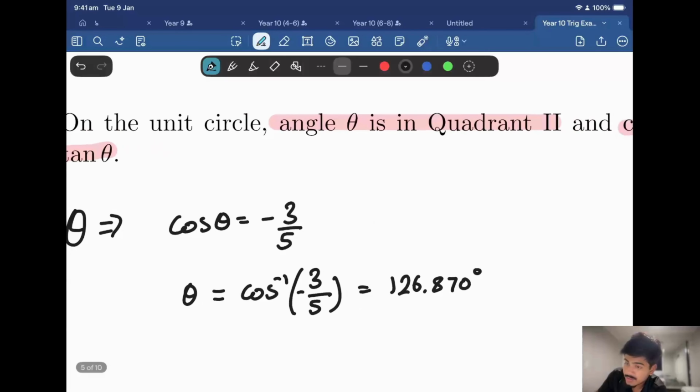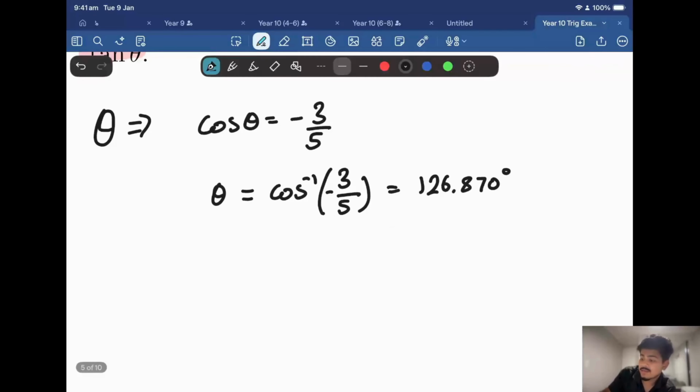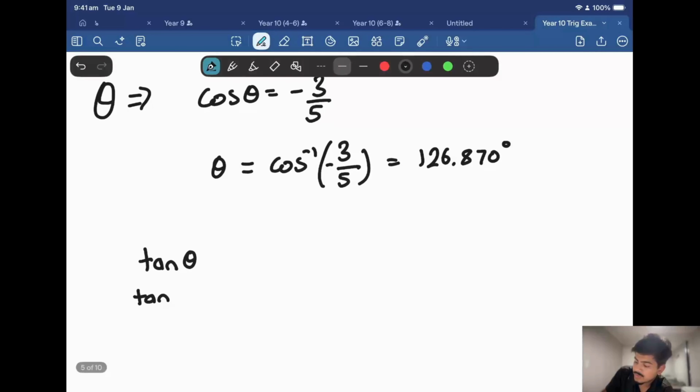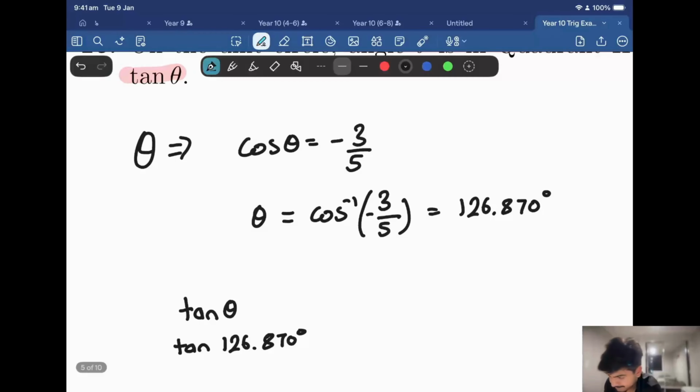Okay, let's use the logic check. Is that in the second quadrant? Yes, it is. It's greater than 90, less than 180. So it's in the second quadrant, and we need to find the tan of that theta. So we do tan of 126.870 degrees. That is negative 1.33 recurring.